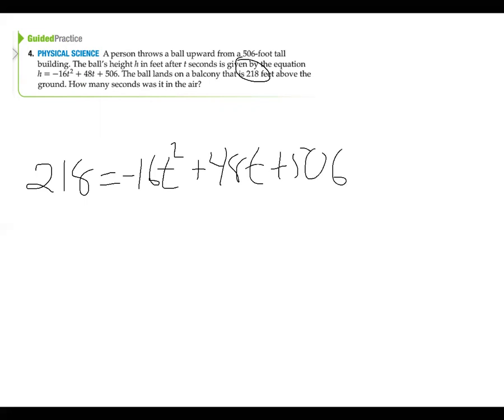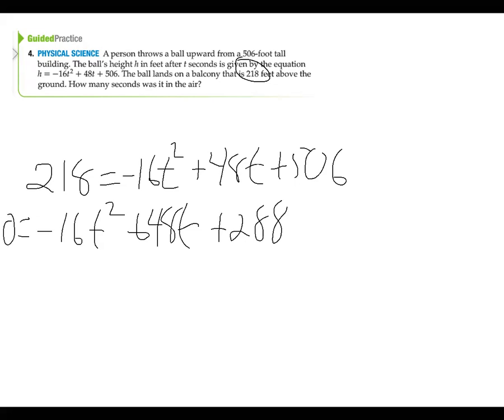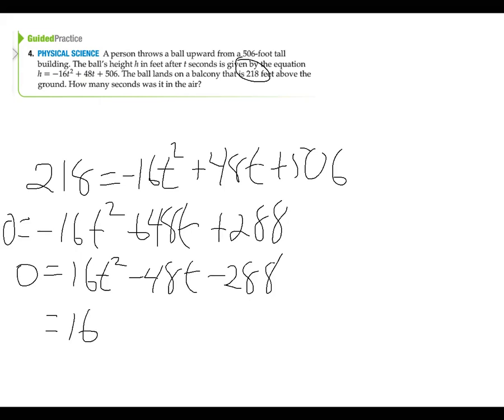Now you subtract 218 from both sides, and you would get -16t squared plus 48t plus 288 equals 0. Multiply by -1 on both sides. So you get 0 equals 16t squared, oops, that's going to be minus 48t minus 288. And luckily, you can factor out a GCF of 16 from everything.